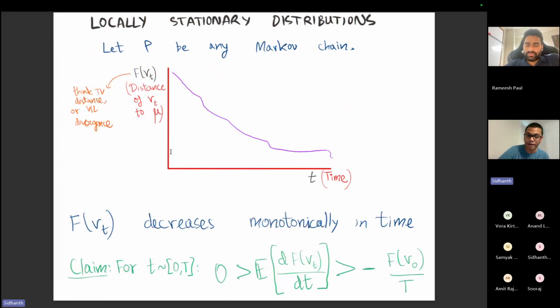Okay, so the x-axis is time, and the y-axis: think of nu t as being the distribution that you're at after running t steps of the Markov chain, or running the Markov chain for t time. And think of f of nu t as being the distance between the distribution nu t and the target distribution mu. Concretely, you could think of f as the TV distance, or the KL divergence, or the chi-square divergence.